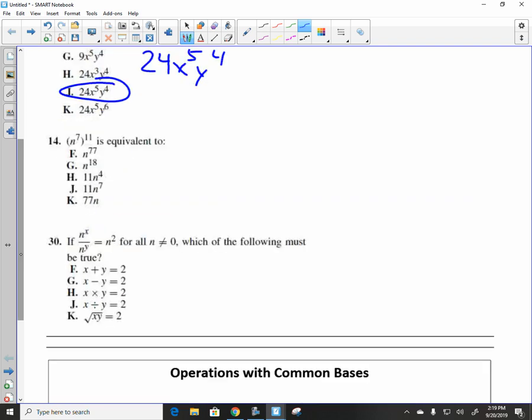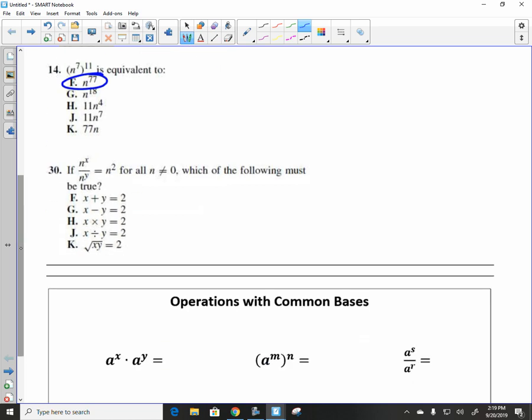N to the 7th times n to the 11th, we multiply to get n to the 77th. And then if n to the x divided by n to the y is n squared. So for example, if you had n to the 9th over n to the 7th, that would be n squared. So what does that mean? That means if you take the two exponents and subtract them, you get 2. So letter G. If you subtract the exponents, you would get 2. That's what that problem's saying.